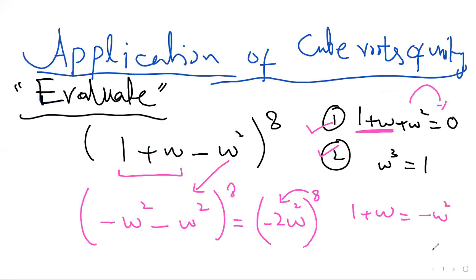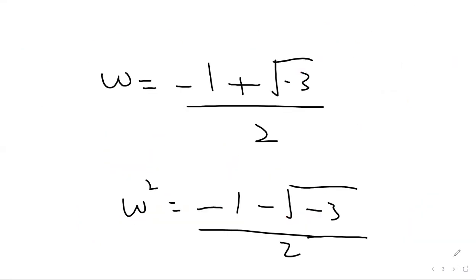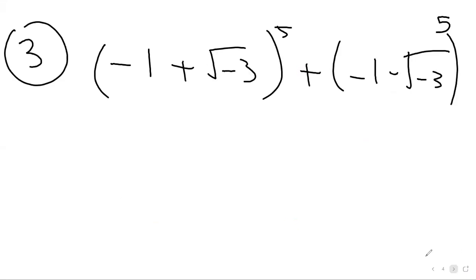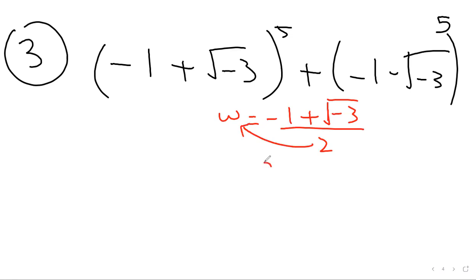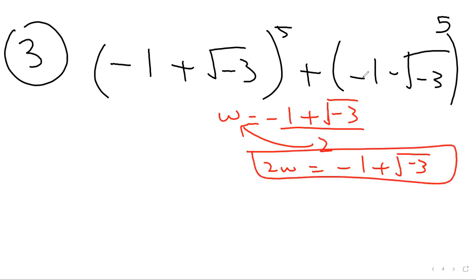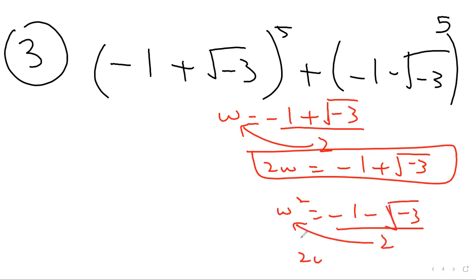These two properties that we have mentioned here are very important. Now these are the omega and omega square values; I have already discussed it. Now see the third question. We know that minus 1 plus under root of minus 3 upon 2 is the omega value. 2 will go there and it will become 2 omega equals minus 1 plus under root of minus 3. Similarly, omega square is equal to minus 1 minus under root of minus 3 upon 2, so 2 omega square is equal to minus 1 minus under root of minus 3.